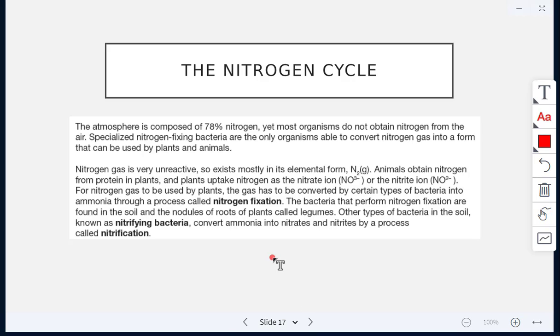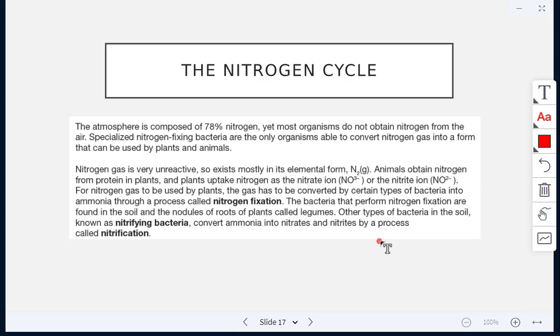All right, so just in summary, again, there's about 78% of nitrogen in the atmosphere, but organisms can't obtain the nitrogen from the air. We have to use these nitrogen fixing bacteria because they are able to convert that nitrogen gas into a form that can be used by plants and animals. So nitrogen gas, again, is in that elemental form, which is N2 right here. And then animals obtain nitrogen from protein in plants, and plants uptake nitrogen as the nitrate ion or the nitrite ion, so NO3 minus or NO2 minus.